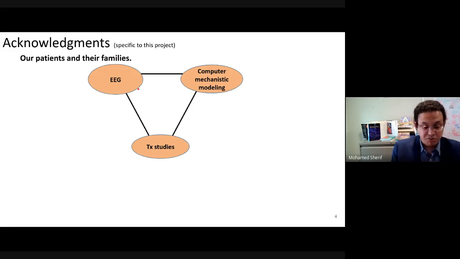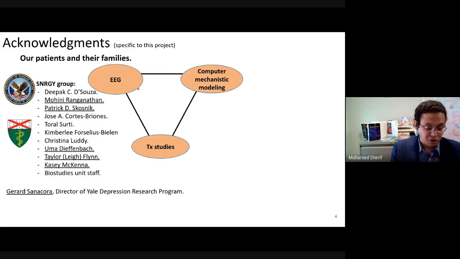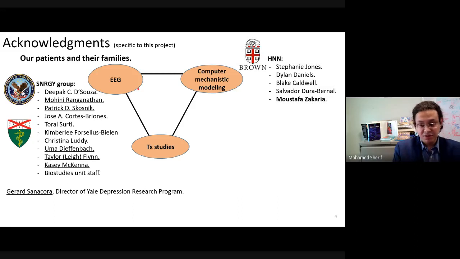For the EEG and the treatment studies, we have the synergy group, or Schizophrenia Neuro Research Group, at Yale that I was working with before, where we're doing the treatments and recording the EEG. For the computer mechanistic modeling piece, Stephanie's work and Dylan and Blake developing HNN, Salvador developing the NetPyNE version of HNN, and Mustafa Zakaria, a second year psychiatry resident at Penn State who has been working with me over the past few years learning how to use modeling and recently working on that particular project.